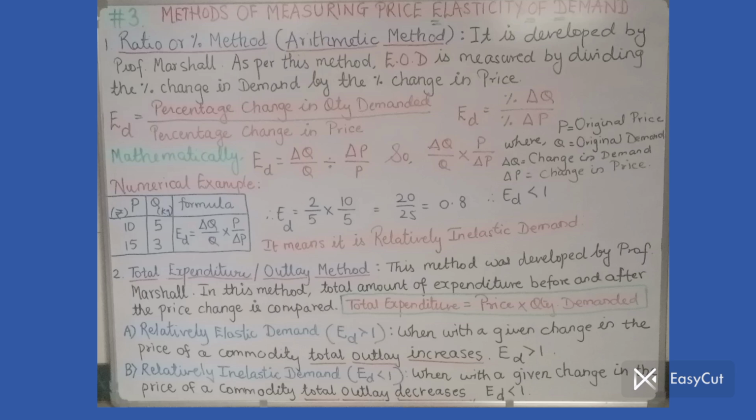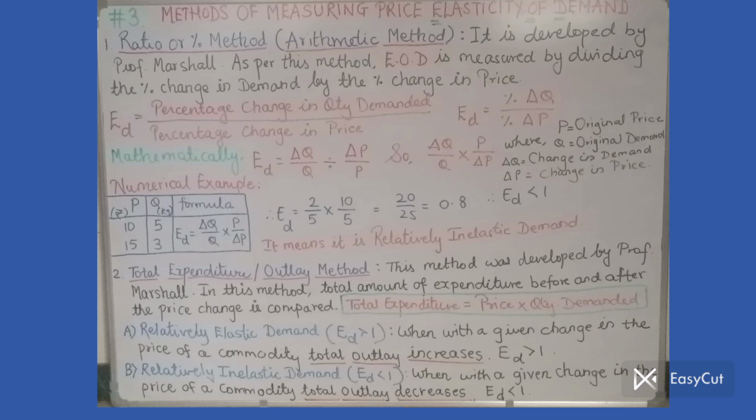I hope it will be easy for you to substitute in the formula. So the formula I have written again, ED equal to delta Q upon Q into P upon delta P. Let us put in the formula. Elasticity of demand equal to delta Q means change in demand. So that is 5 minus 3. So it becomes 2 upon Q, original quantity demanded, which was 5 kg. So 2 upon 5 into original price of the product 10 upon change in the price, which is 5. Delta P is 5. So I have substituted the values. I have put the values in the formula. It becomes 20 upon 25. So the final answer comes to 0.8.